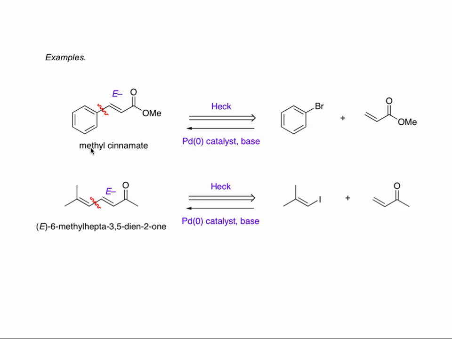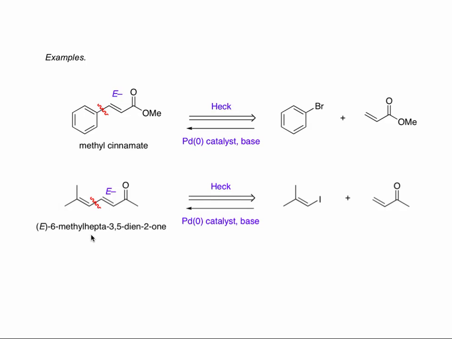You can make methyl cinnamate by disconnection of this carbon-carbon bond using a Heck reaction. In our retrosynthetic analysis, we can go back to bromobenzene and methyl acrylate. In the forward reaction, we use our palladium catalyst together with a base. We lose a hydrogen atom from the alkene, the bromine from the bromobenzene, and we couple the two together to make this new carbon-carbon bond.